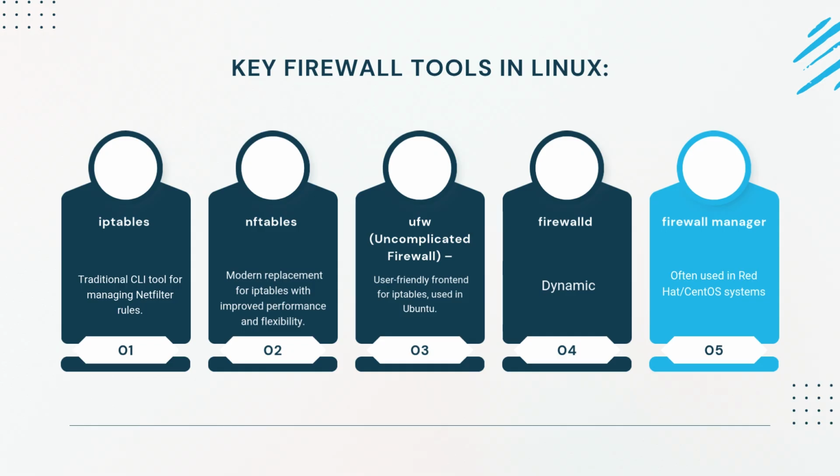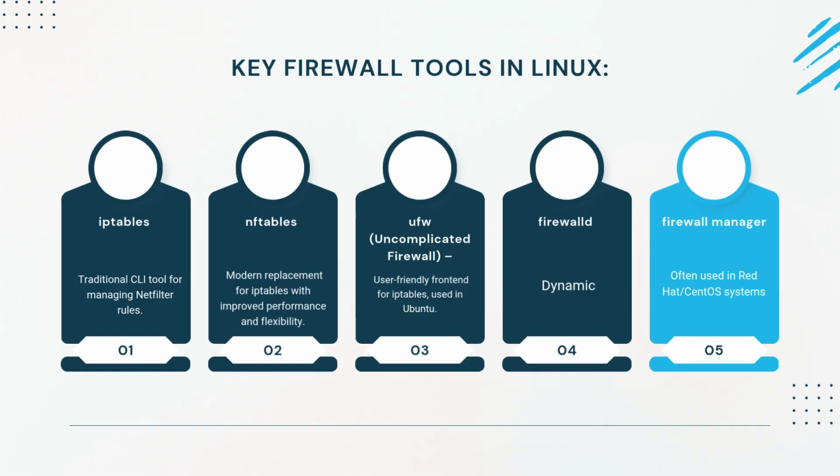Next is nftables, the modern replacement for iptables. It was designed to simplify things, and honestly, it does a great job. With nftables, you can create cleaner, more organized rules. It supports both IPv4 and IPv6 in one rule set, so you don't have to duplicate your work. Plus, it's more efficient and easier to maintain, especially for large or complex systems.